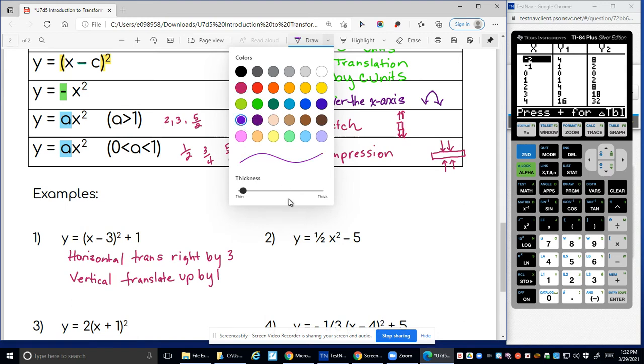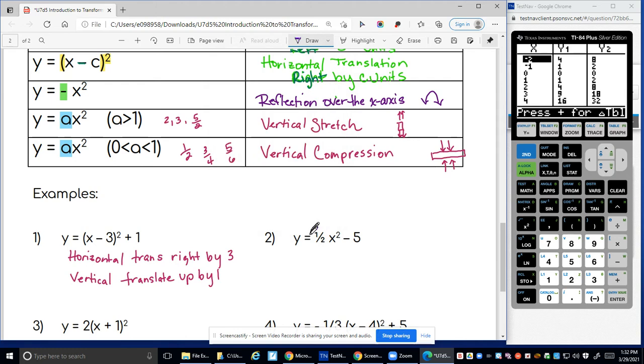Well, if you're back, welcome back. We've got two things going on here. Number one, we've got this guy sitting in front of the x squared, that's your A, and 1/2 is definitely less than 1. So, ladies and gentlemen, this is vertical compression by a factor of 1/2 if you want to get fancy.